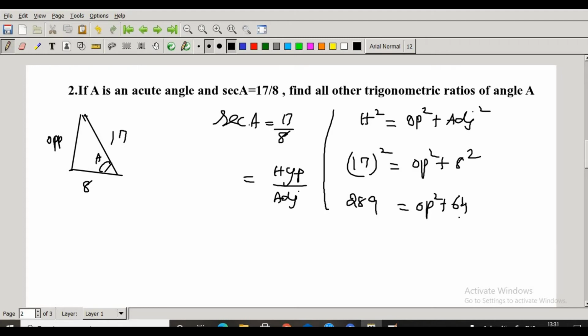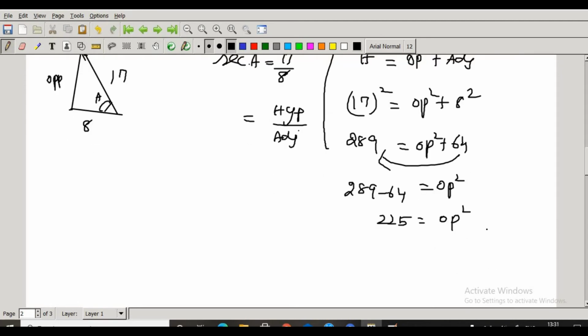Now I'm going to bring it to the left hand side to get the value of opposite square. It's simply 289 minus 64. If you subtract it, you will get 225. So opposite square is 225. Taking square root on both sides, you will get the value of opposite as 15.